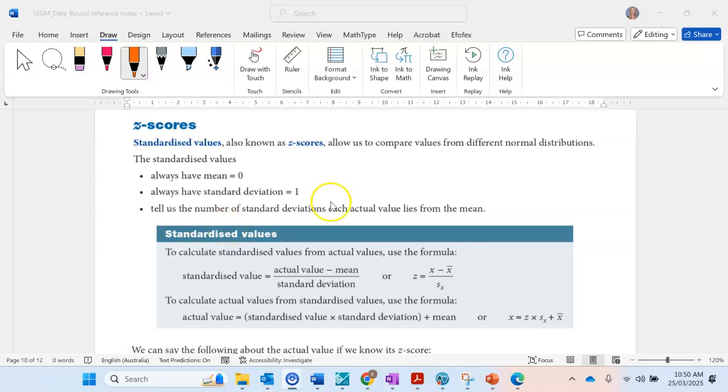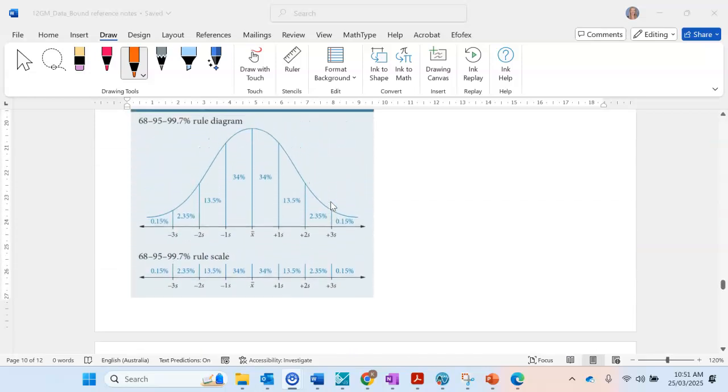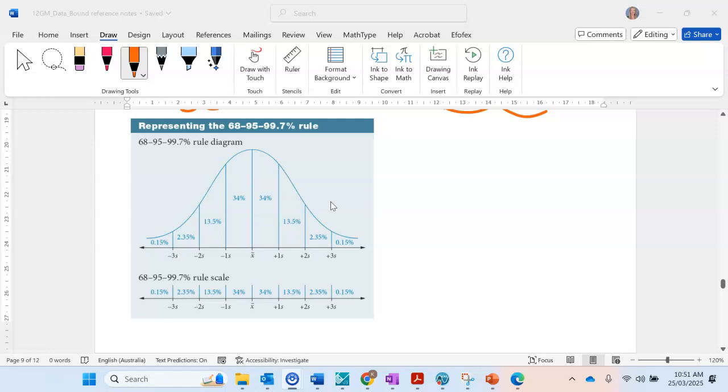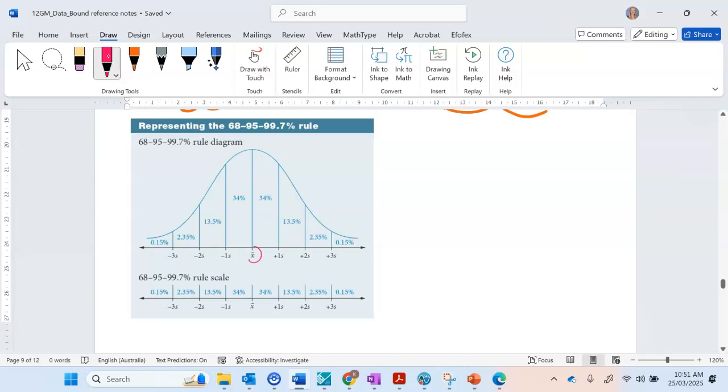So if we just go back to the normal distribution, I might just look at this diagram here, which we looked at in the previous video. You can see we've got the mean in the middle, and then we're 1 standard deviation above, 2 standard deviations above, 3 standard deviations above. If we thought of this as a number line and made the mean 0, this would be a z-score of 1, this would be 2, and this would be 3. And then going in the other direction, we've got -1, -2, -3. So that's basically what your z-scores are.